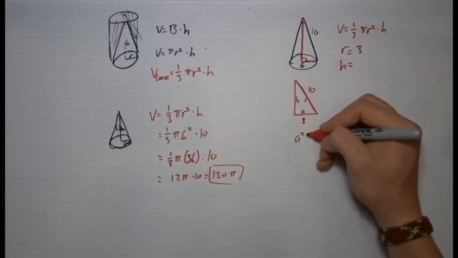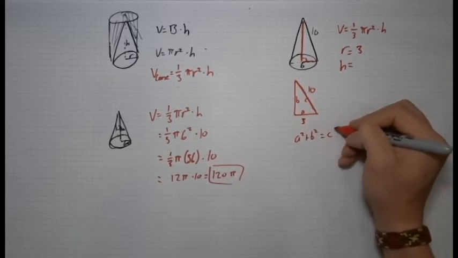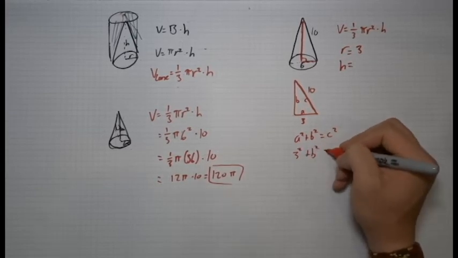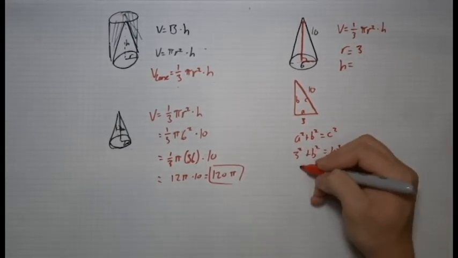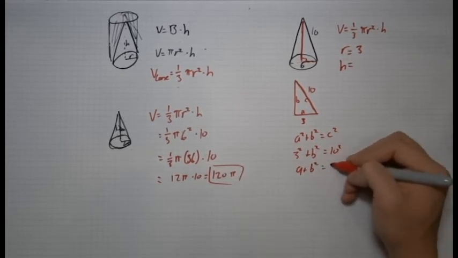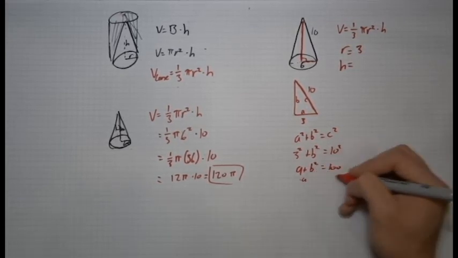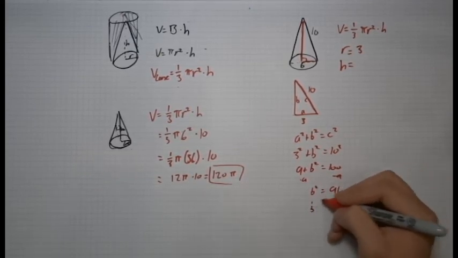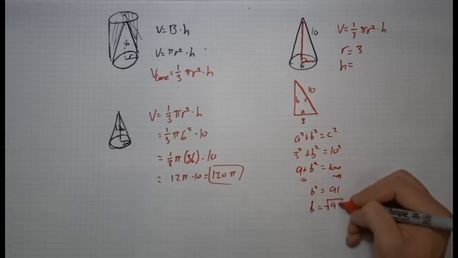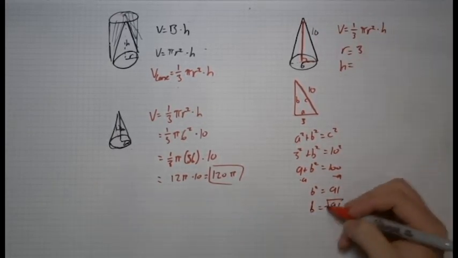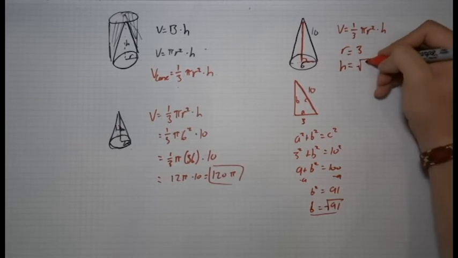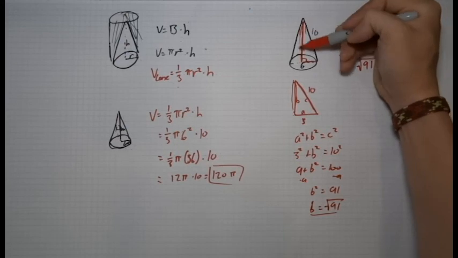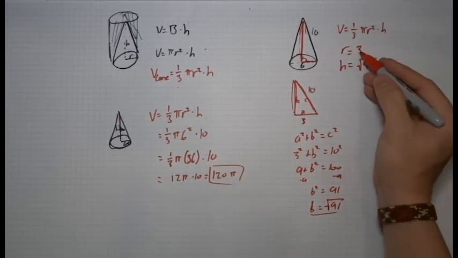So we know that A squared plus B squared equals C squared. A is 3, so 3 squared plus B squared equals 10 squared. 9 plus B squared equals 100. Subtract 9 from both sides. B squared equals 91. So B equals the square root of 91, and that's our height. So now we know that our height is the square root of 91. And we know that this is our height because that's this length right here, which is the same thing as this length right here.